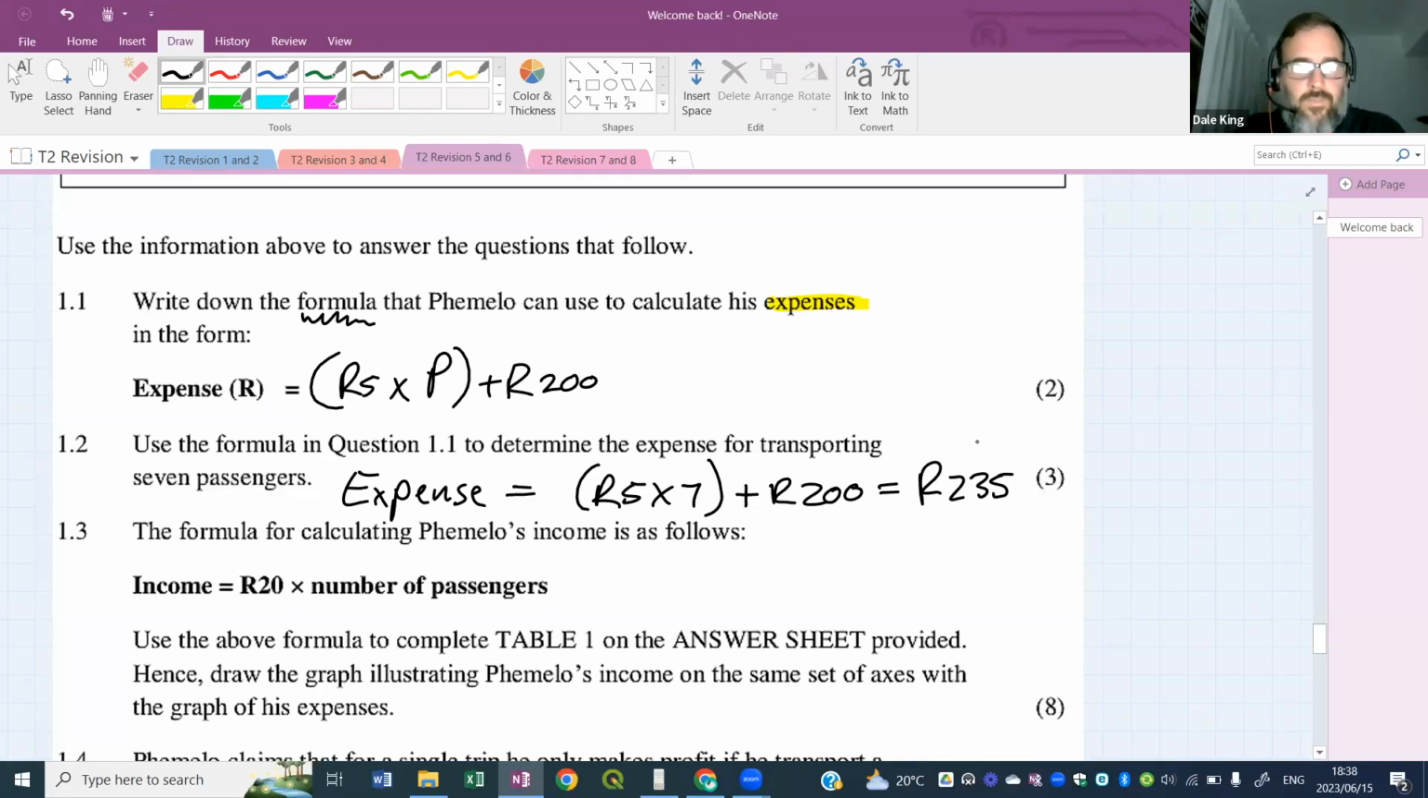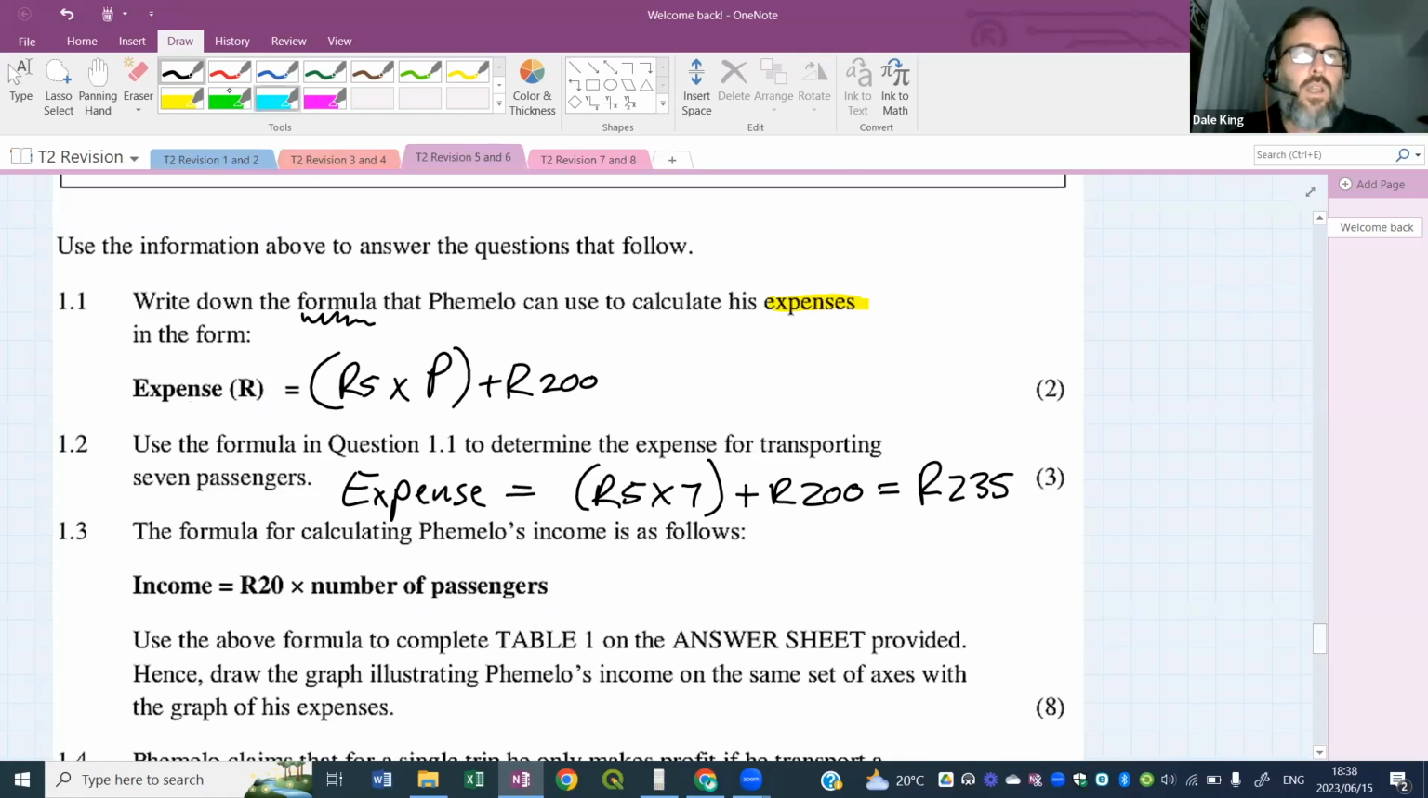Okay. All right. Now look what they've done underneath here in question 1.3. Very interesting. The formula for calculating his income is as follows. So they asked you to do a formula for question 1.1 for his expenses, but they're doing it for question 1.3 for his income. And they actually wrote out the words number of passengers. You can write number of passengers, or a P. In our case, we're just using a P to represent that. Excellent. So this is the formula for income. Use the above formula to complete table 1 provided.